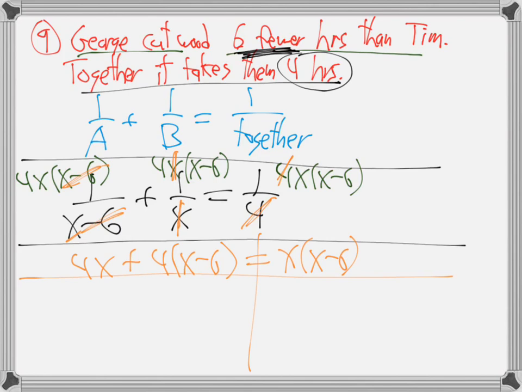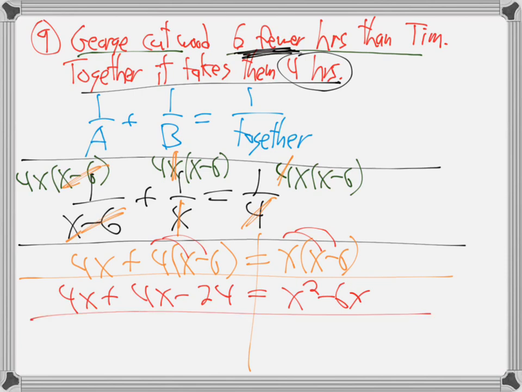Let's multiply it out. 4x plus 4x minus 24. X squared minus 6x. Gather our terms. 8x minus 24. X squared minus 6x. Everybody good to there so far? Now what do we do? Get a zero, right? This is one. You just got to know this instinctively. When you see x squared with an equal sign, get a zero.